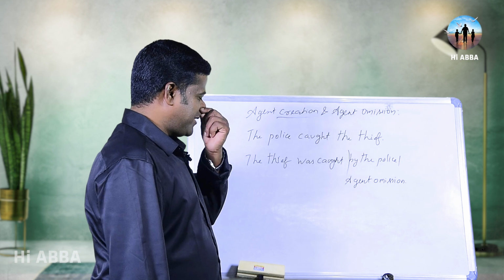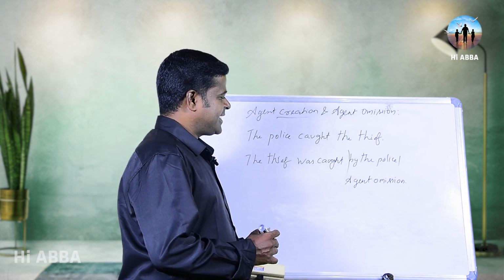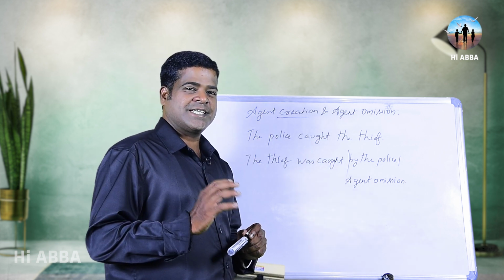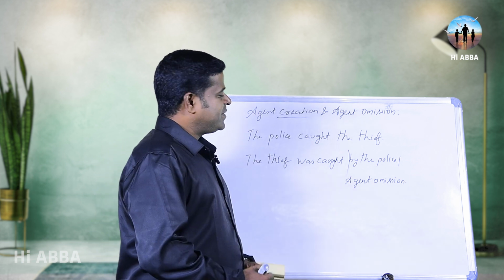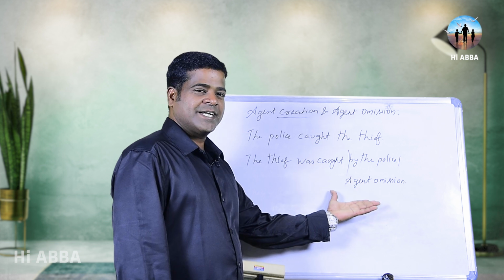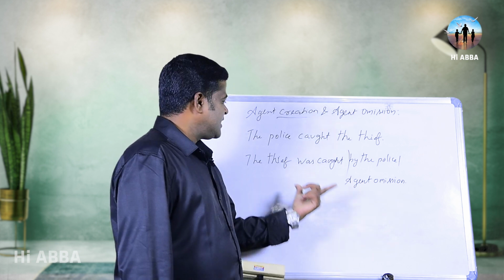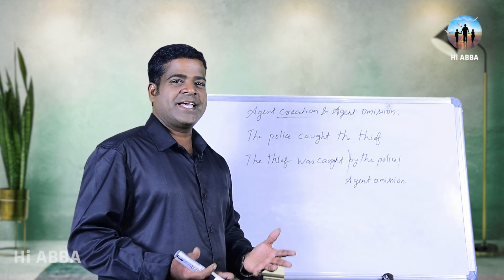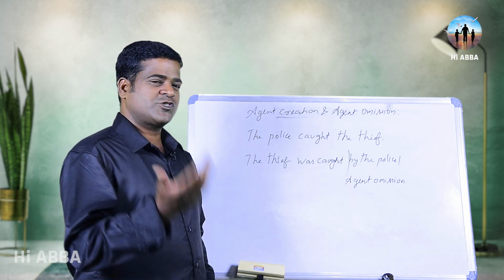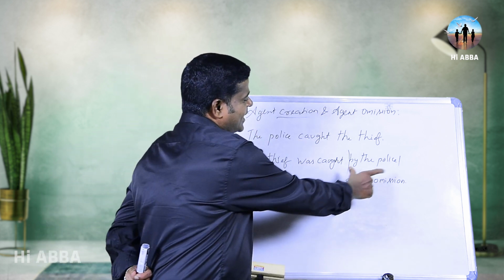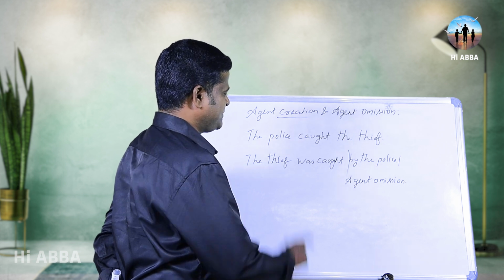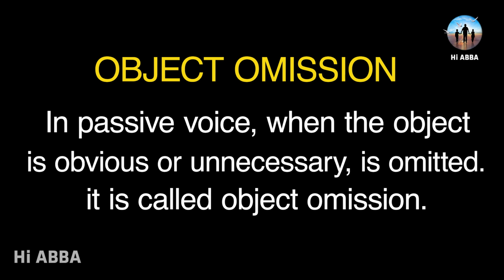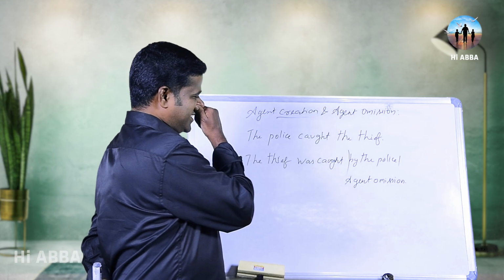So now let me say in principle, what is agent omission? In certain sentences the object is unnecessary or need not be written there, so it can be omitted. If you omit that object, the rest of the sentence itself will give meaning, and that itself will be enough for us to understand. That kind of omitting the object is called agent omission.